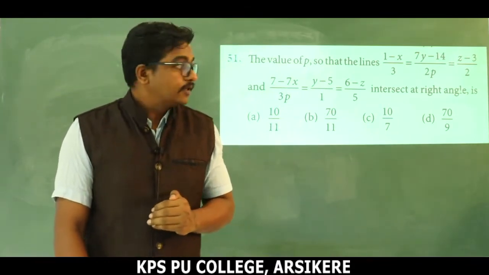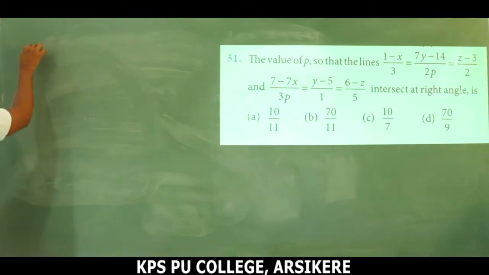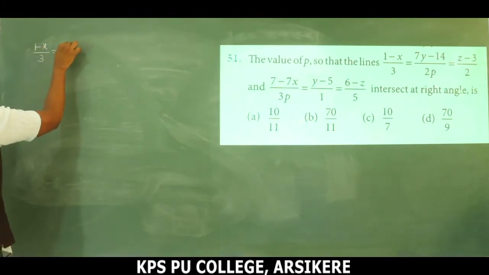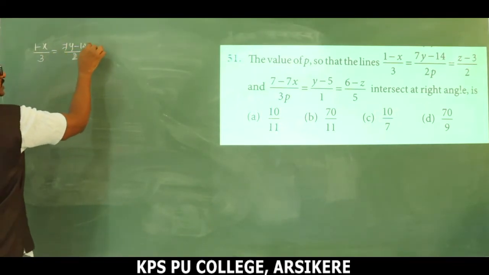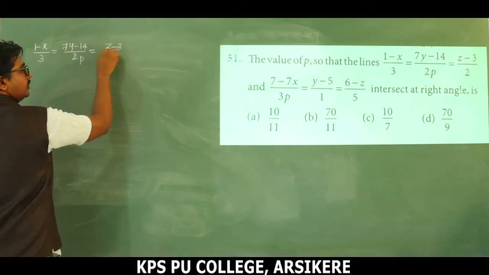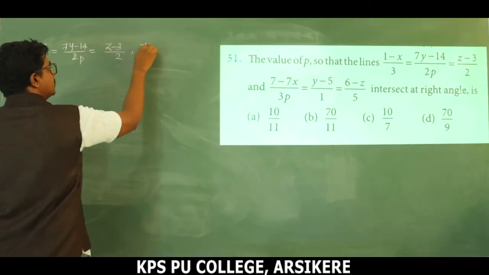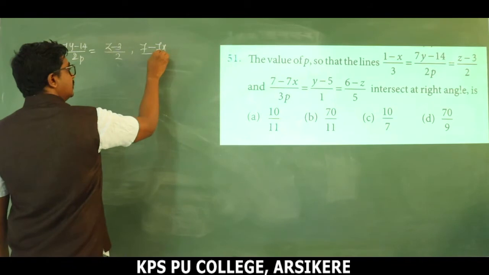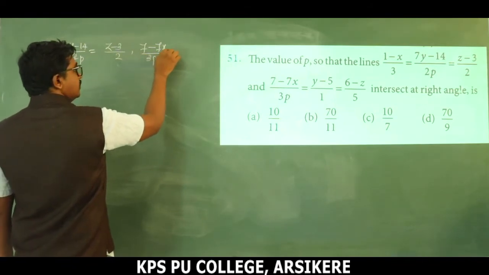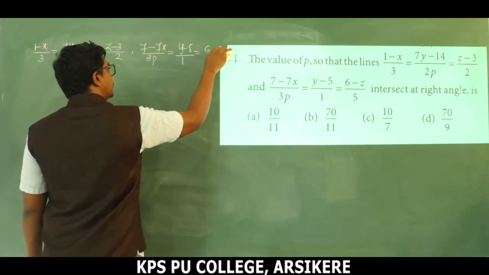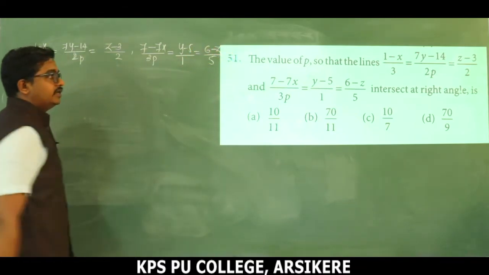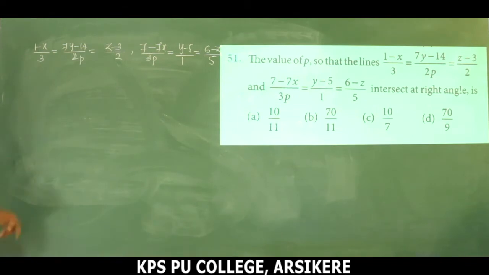standard form. So what we have: (1 minus x) divided by 3 is equal to (7y minus 14) divided by 2p is equal to (z minus 3) divided by 2, and another one (7 minus 7x) divided by 3p is equal to (y minus 5) divided by 1 is equal to (6 minus z) divided by 5. They are perpendicular to each other, right? So first you have to convert to general form.